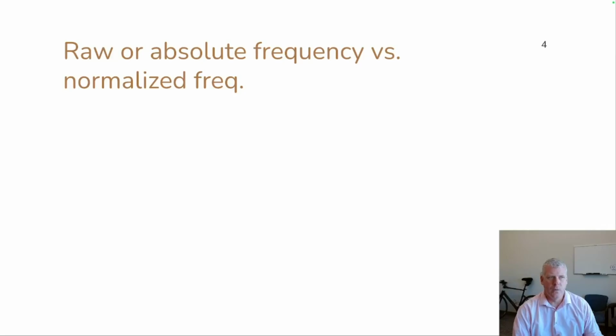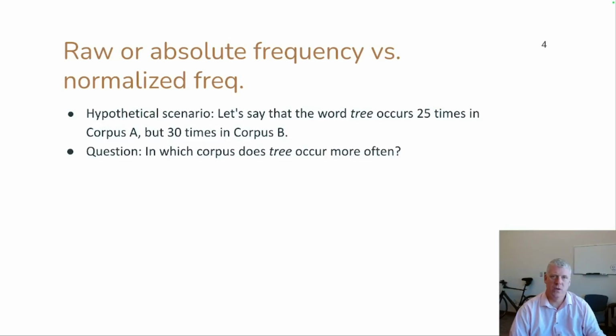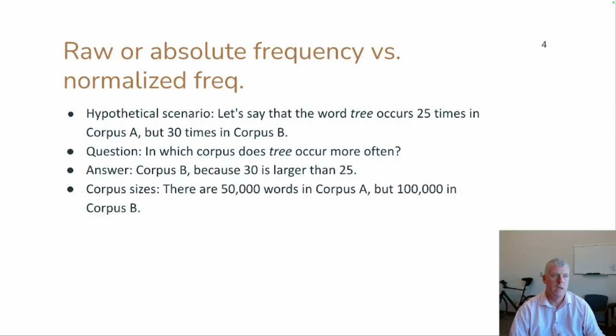Here is a review: raw or absolute frequency versus normalized frequency. Let's take a hypothetical scenario, right? Let's say we have the word tree that occurs 25 times in corpus A, and we have the word tree that occurs 30 times in corpus B. And so the question is, in which corpus does tree occur more often? Well, clearly 30 is greater than 25, and therefore it occurs more often in corpus B.